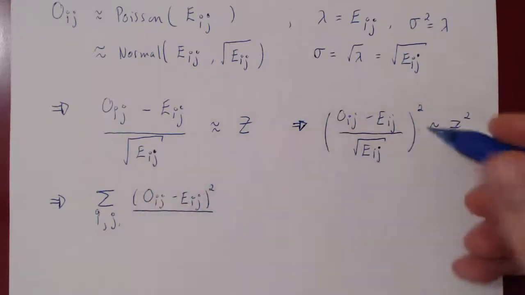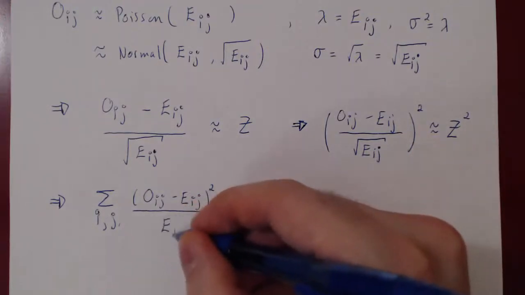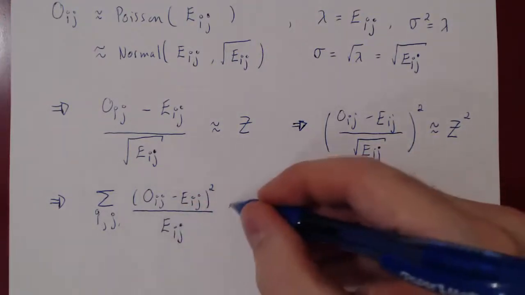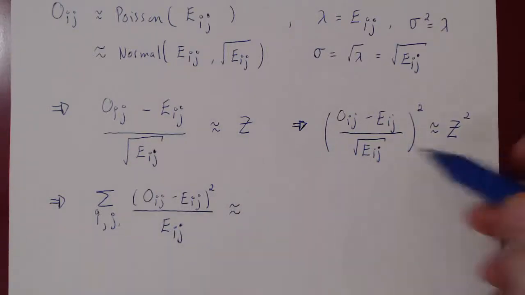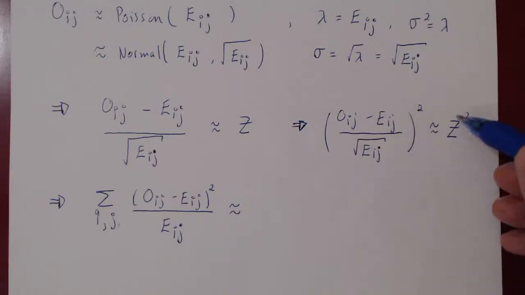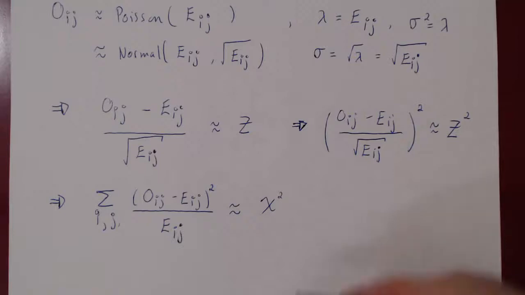Over, if you square the square root, it just goes away and you're left with E_ij. Another question is, what is this approximately? Think of it. For every cell, we roughly have a standard normal random variable squared. Now we're adding these variables. And if you remember, this is exactly the definition of a chi-square random variable. It is a sum of standard normal random variables squared. So this will be approximately a chi-squared random variable.